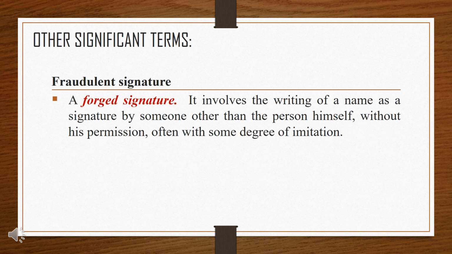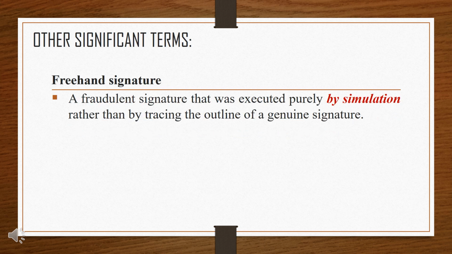Fraudulent signature, a forged signature. It involves the writing of a name as a signature by someone other than the person himself, without his permission, often with some degree of imitation. Freehand signature: a fraudulent signature that was executed purely by simulation rather than by tracing the outline of a genuine signature.